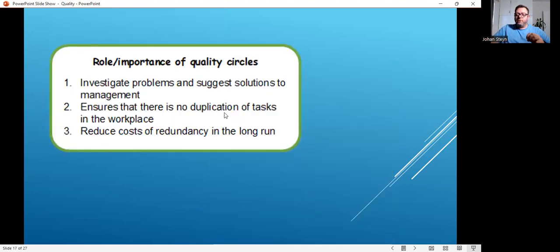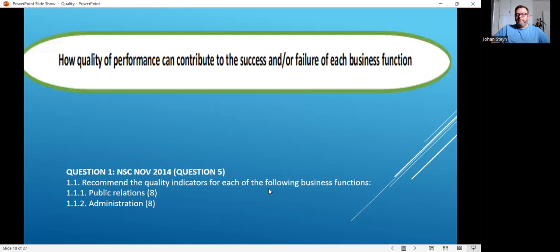So quality circles, just to finish this off, they investigate problems and suggest solutions to management, and they ensure that there is no duplication of tasks. So that means avoiding duplication of tasks saves money, saves time, saves resources, and it reduces the cost.